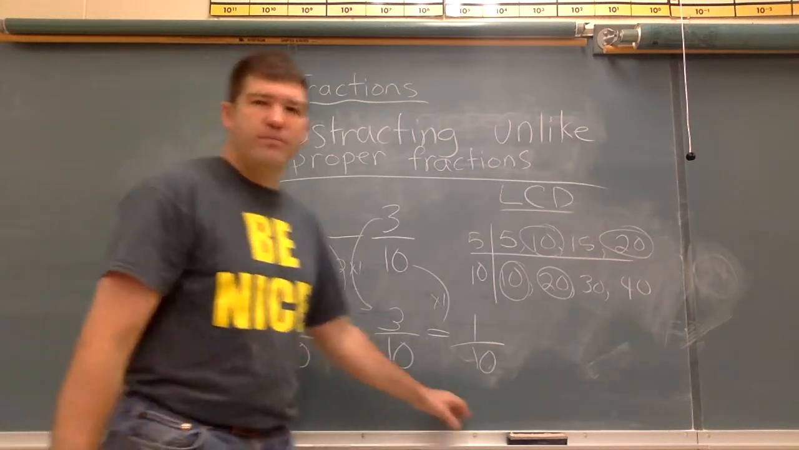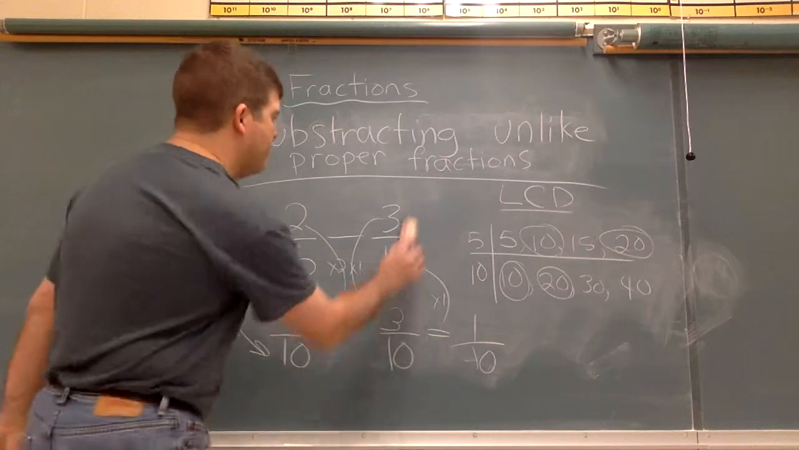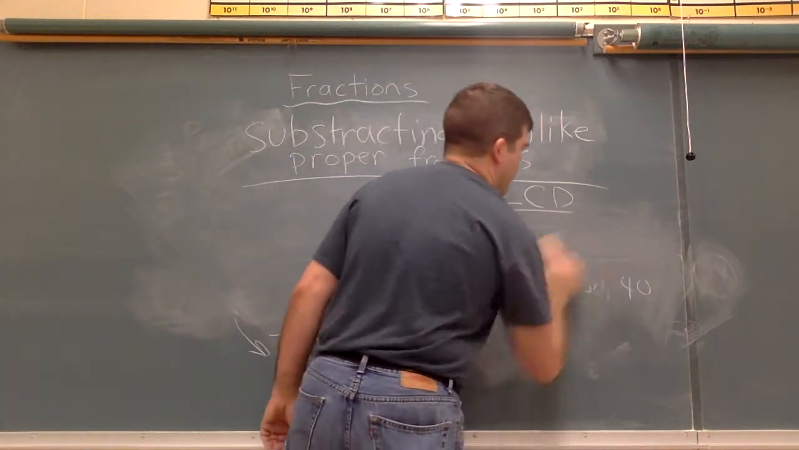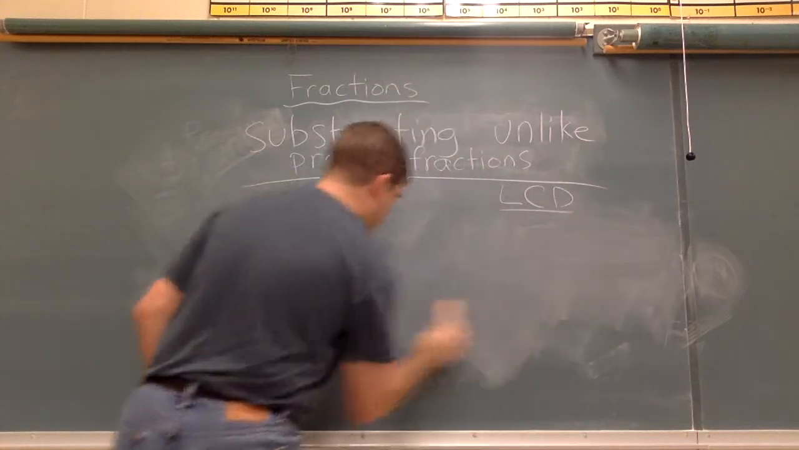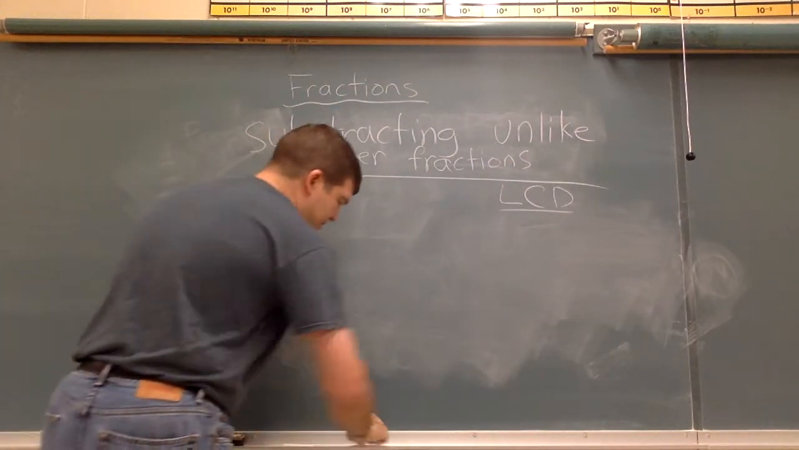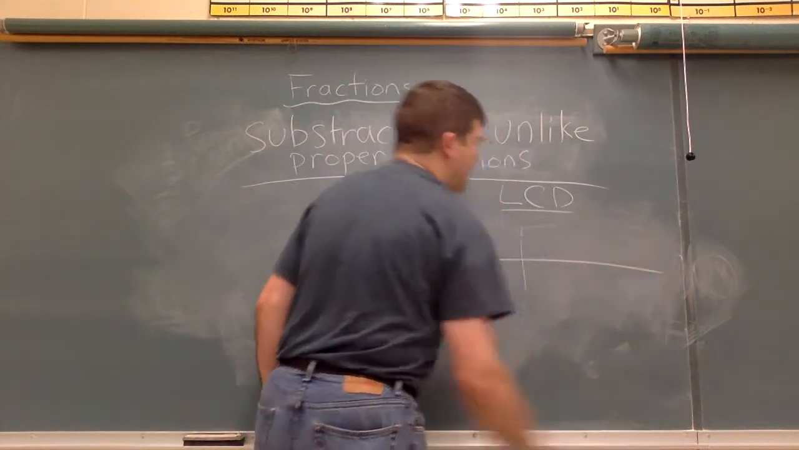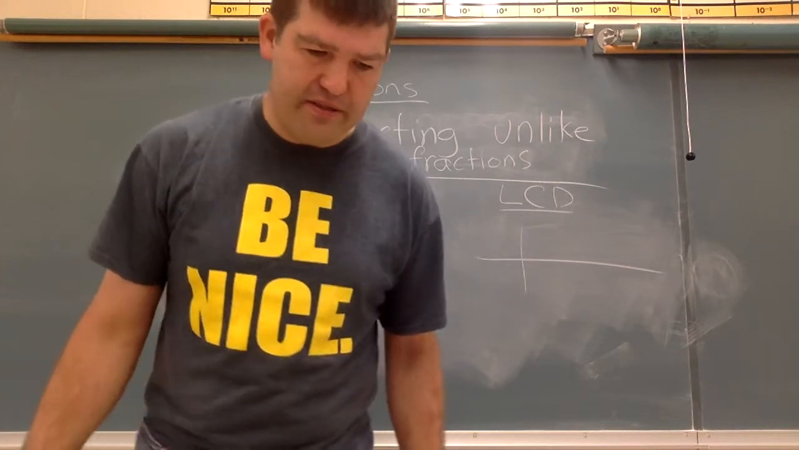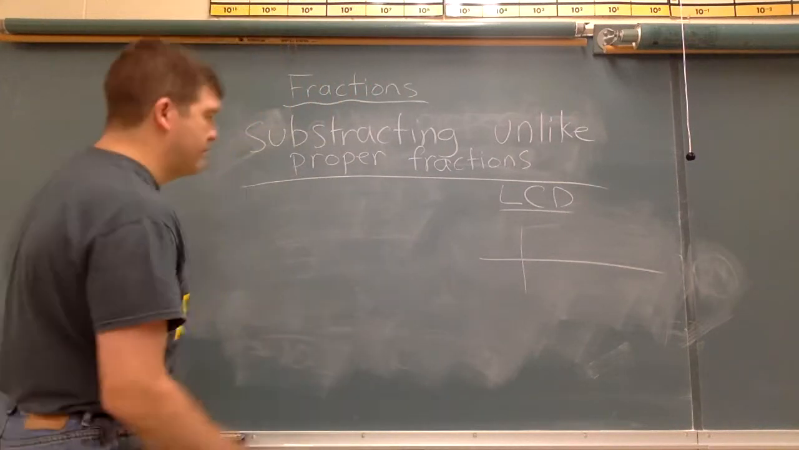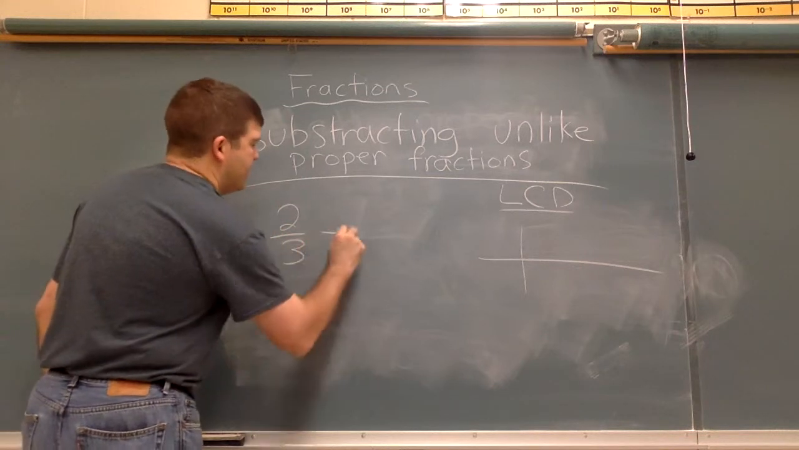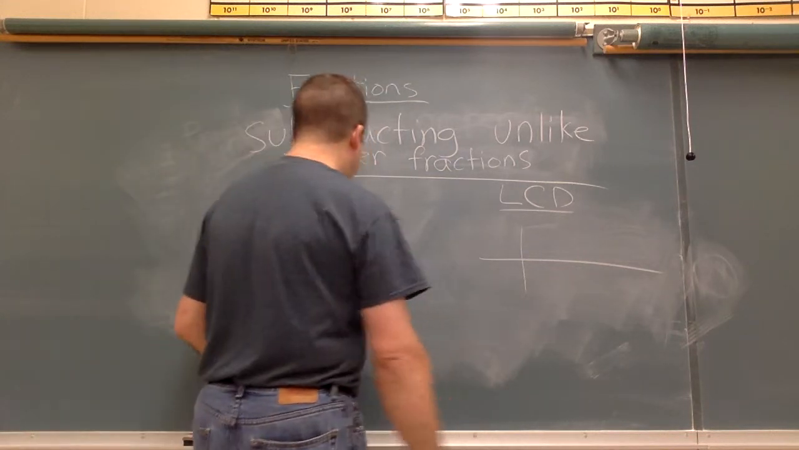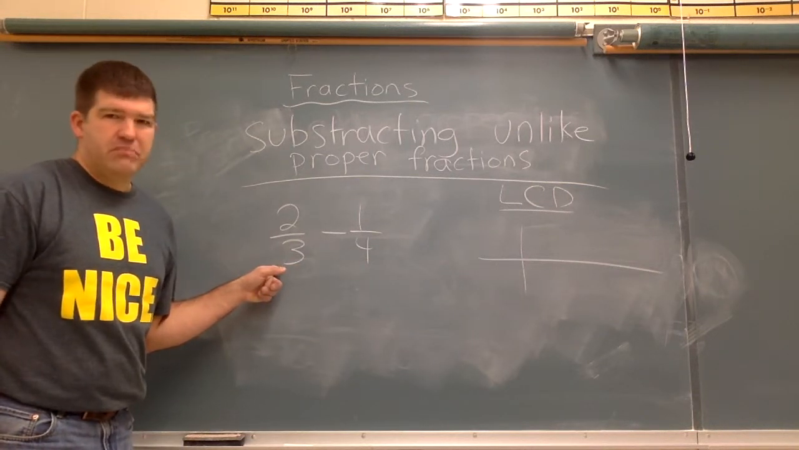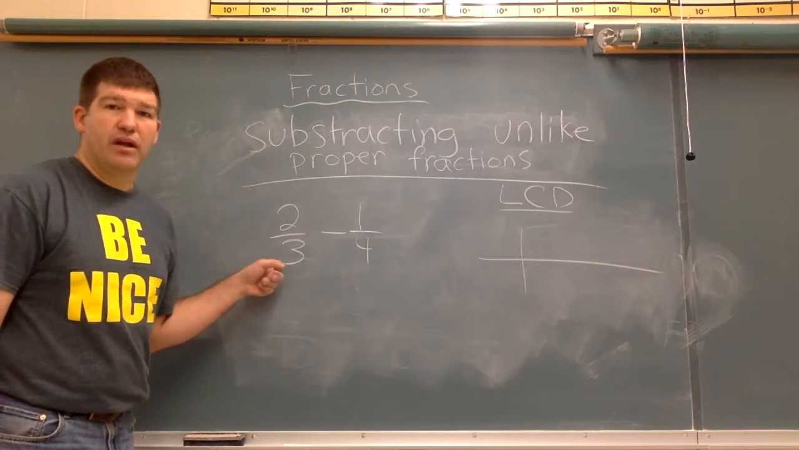Okay, let's do one more, and then we'll be all set. Okay, I'm going to keep my chart here. Well, I guess I'll remake it, but I know that if I have unlike fractions, I am going to need to find the least common denominator, which will help me to put them into like fractions. Okay, so let's go 2/3 minus 1/4. 2/3 minus 1/4. Look at the denominators. Not alike. I don't like these. I want to get them to where I like them.